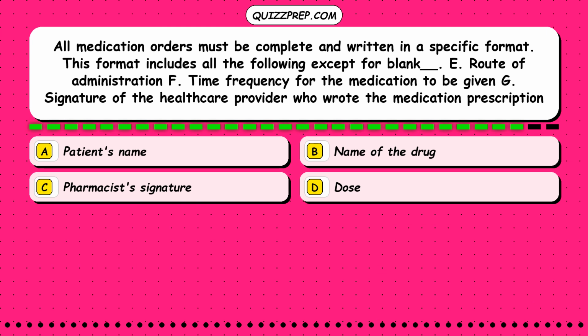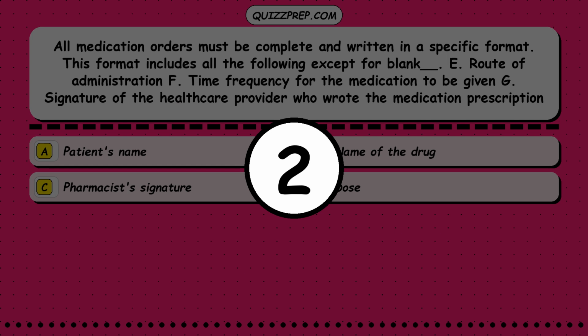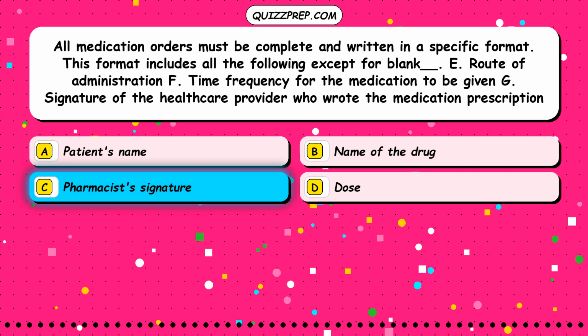Question 12. All medication orders must be complete and written in a specific format. This format includes all the following except for blank. E. Route of administration. F. Time frequency for the medication to be given. G. Signature of the healthcare provider who wrote the medication prescription. Option A. Patient's name. Option B. Name of the drug. Option C, pharmacist signature. Option D, dose. The correct answer is option C, pharmacist signature.